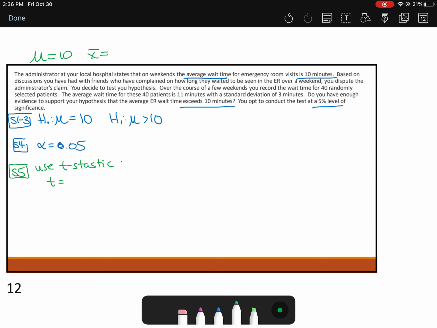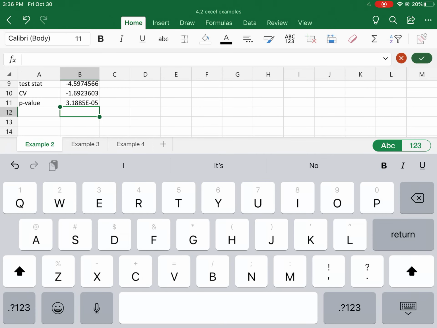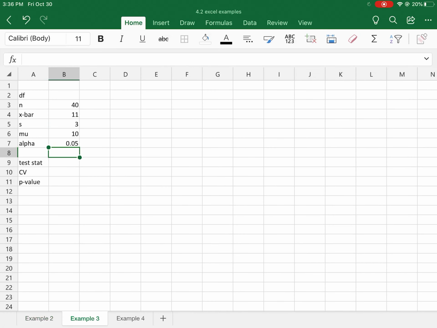So again, we know mu is 10. The sample in this case, the average wait time for 40 patients, is 11. So our sample mean was 11. I know we had 40 patients, so that was my sample size. And then I need S, which is my sample standard deviation of 3. Let's go ahead and go to Excel.